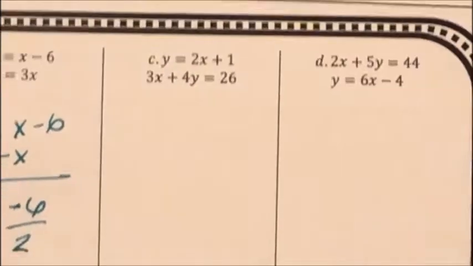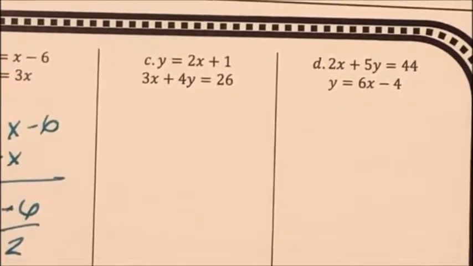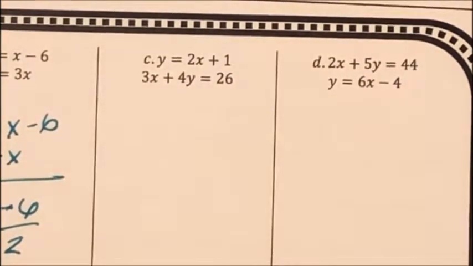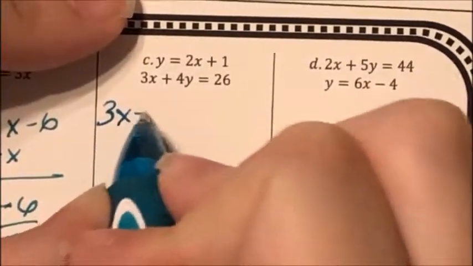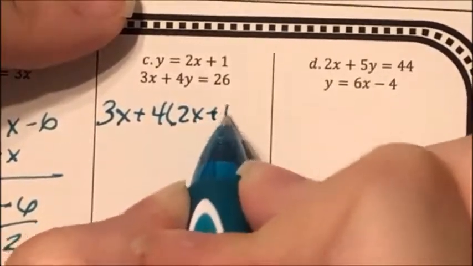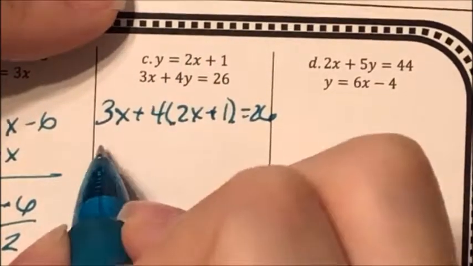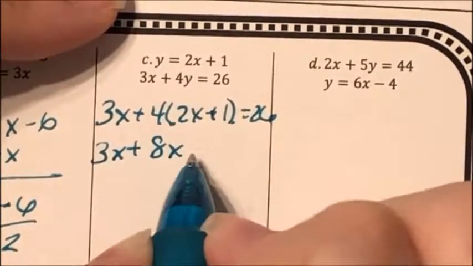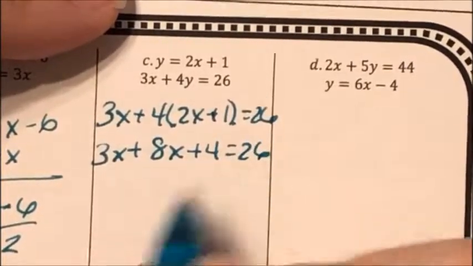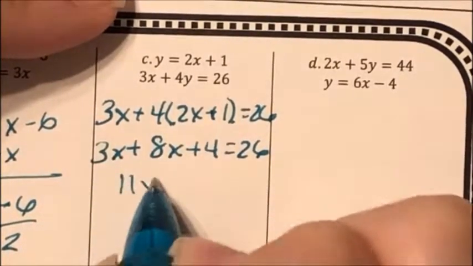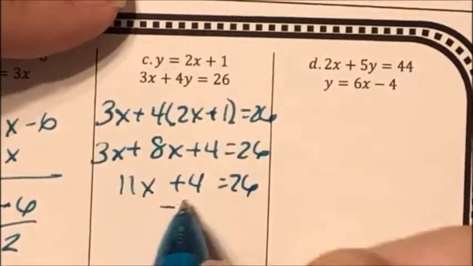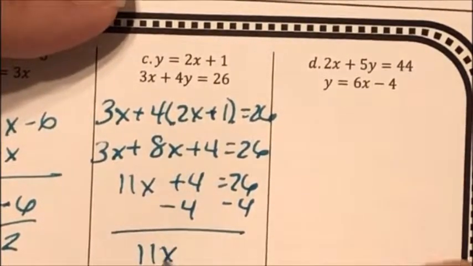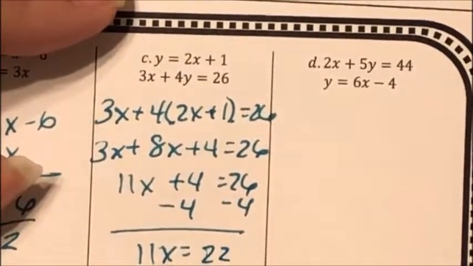Okay. For letter C, y equals 2x plus 1 and 3x plus 4y equals 26. I'm going to take this, I'm going to plug it in for y. So I get 3x plus 4 times (2x plus 1) equals 26. Use the distributive property, so 4 times 2 gives me 8x. 4 times 1 gives me 4. Okay. 3x plus 8x is 11x, plus 4 equals 26. Subtract 4. 11x equals 26 minus 4, which is 22. Divide by 11, so x equals 2.